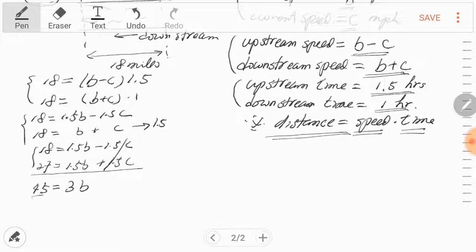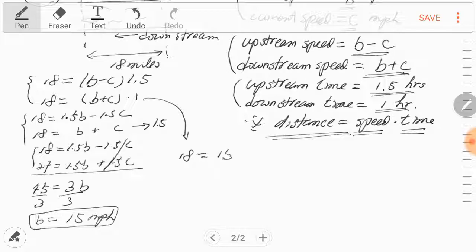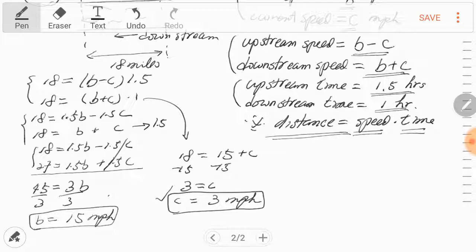Okay, then divide each side by 3, then b equals 15. So the boat speed is 15 miles per hour. And let's find the current speed. Okay, let's use the second equation. Then 18 equals, okay, b is 15 plus c. Then minus 15 each side. Then c equals 3 miles per hour. So the current speed is 3 miles per hour, and the boat speed is 15 miles per hour.